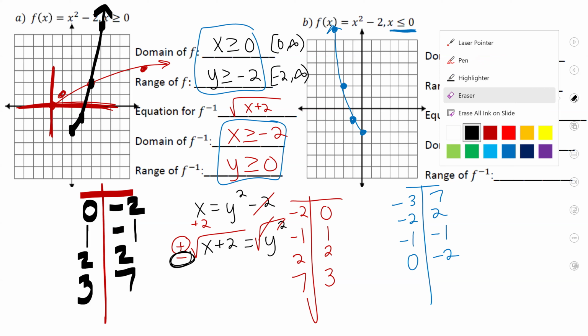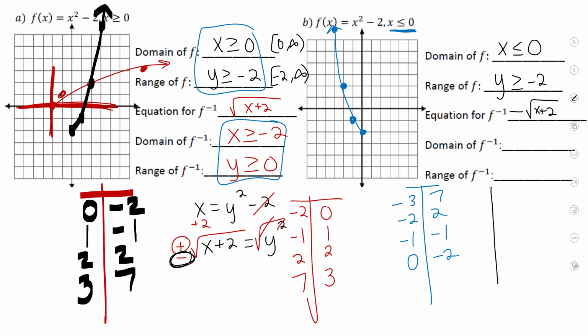Okay, let's go ahead and switch over the table. So the inverse will be 7, 2, negative 1, negative 2. So I switch the table. Let's go ahead and graph the inverse. 7, negative 3 is here. 2, negative 2. Negative 1, negative 1. Negative 2, 0. This is the inverse.